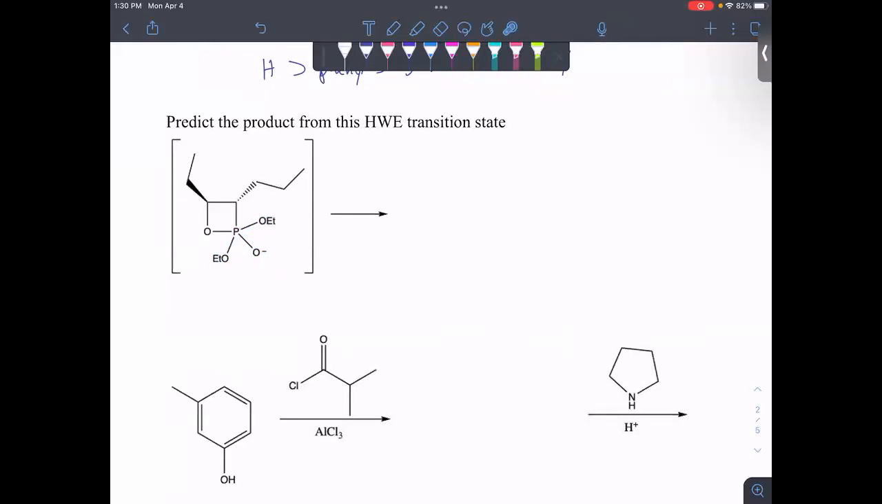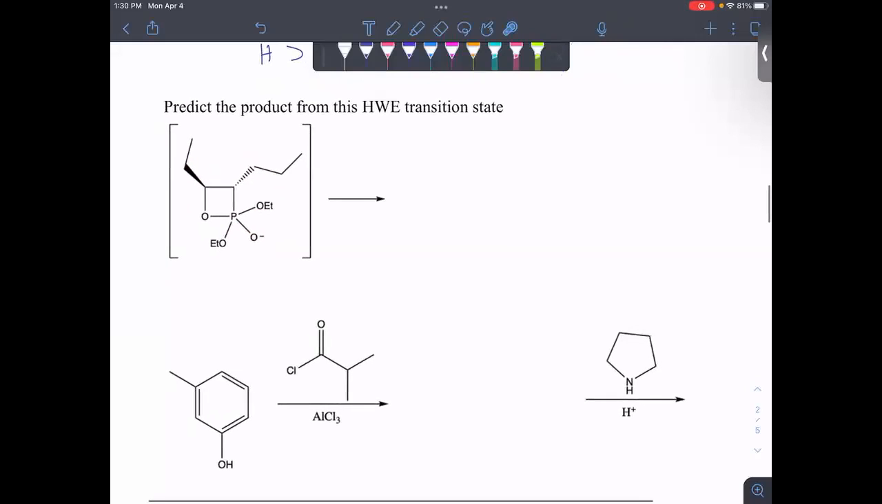By the way, the important thing to remember about this transition state is that the substituents from the aldehyde side and the substituents from the phosphonate side are going to be trans. Hint, hint, remember that those are always trans in the transition state, because you want to get your E alkene as the final product. And if they're disubstituted, the biggest groups would still be trans to each other.